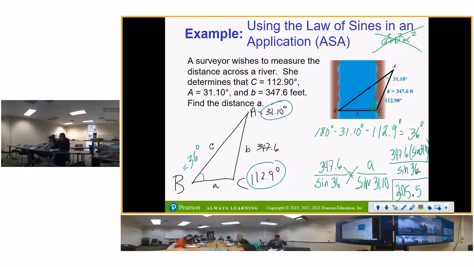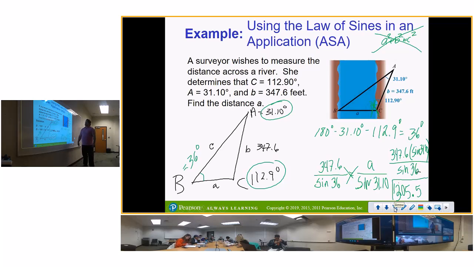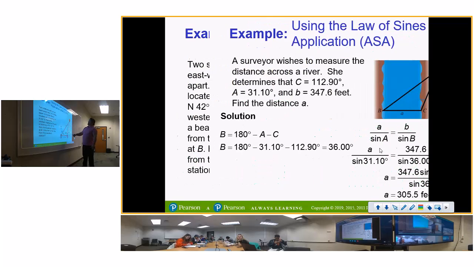I realized after I told you. All right, so that's how we solve this. This is a test question. This is what you're going to see on the test from the law of sines. Go ahead and look at the next one. Let's see if they give us the next one. Here we go.